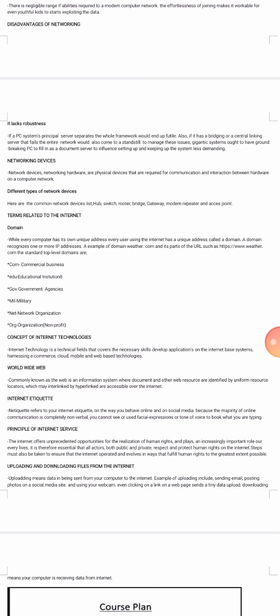Uploading and downloading files from the Internet. Uploading means data is being sent from your computer to the Internet. Examples of uploading include sending email, posting photos on a social media site, and using your webcam. Even clicking on a link on a web page sends a tiny data upload. Downloading means your computer is receiving data from the Internet.